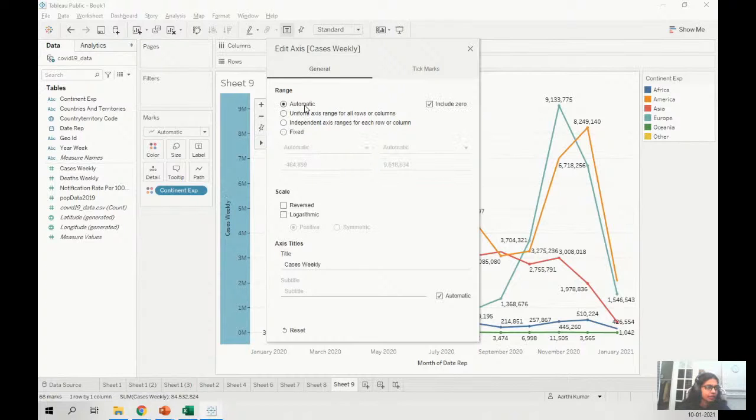But by default, what Tableau does is that it calculates a number that is like some minus so-and-so percentage from the minimum value, and from the maximum value another percentage. So it's always better to leave it to automatic, unless you want to fix it, because you're creating multiple charts and you want to show the difference, right? Again, here you have include zero as an option. This is also by default included.